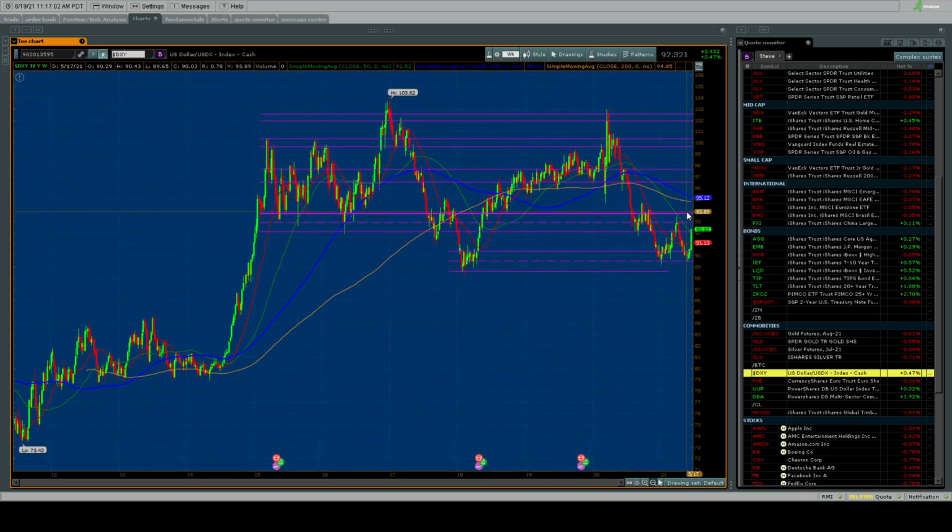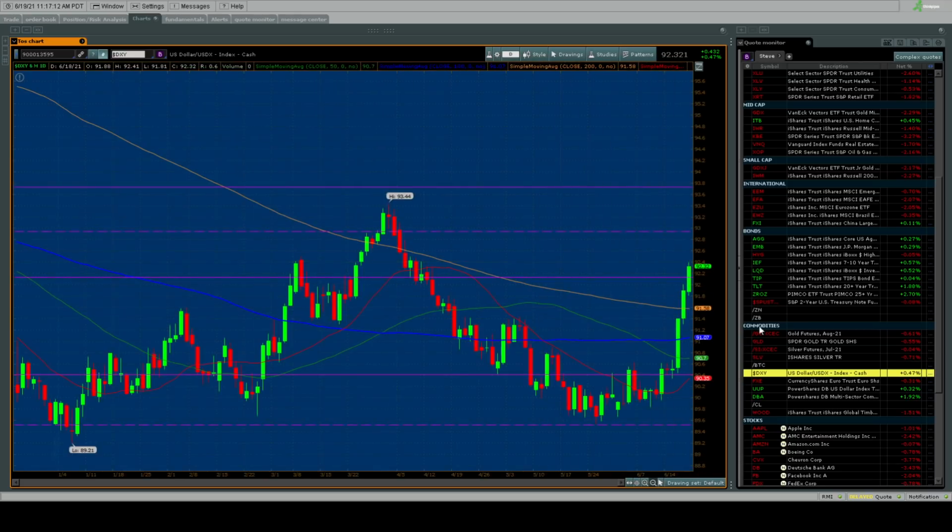Comes all the way back down. Break 94, the next destination is 103. Break 103, welcome to the next financial crisis. And here you can see that this thing has got some legs.